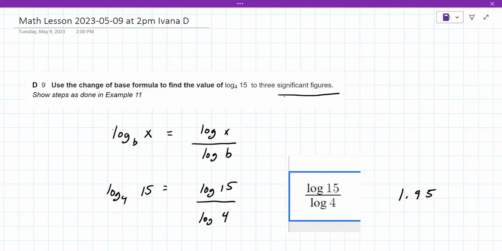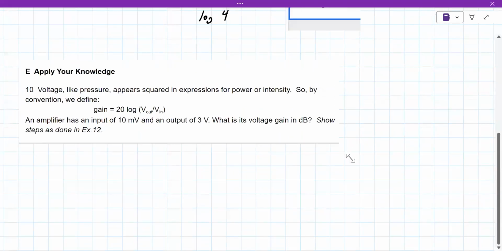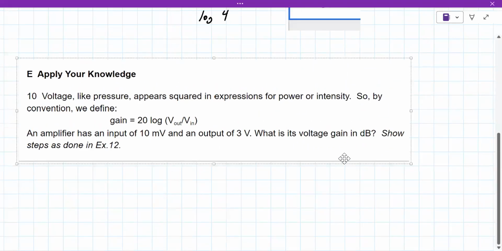The last problem here is some sort of an application problem again. Apply your knowledge. Okay. Here we go. You snip that in. All right. So it says voltage, like pressure, appears squared in expressions for power intensity. So by convention, we define gain equals 20 times log V out over V in. An amplifier has an input of 10 millivolts and an output of 3 volts. What is its voltage gain in dB?